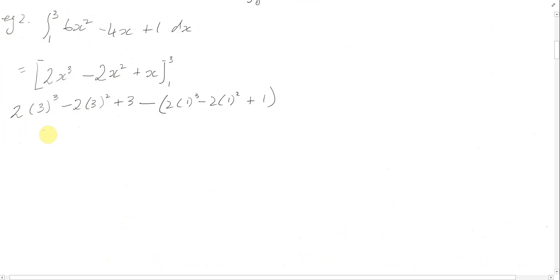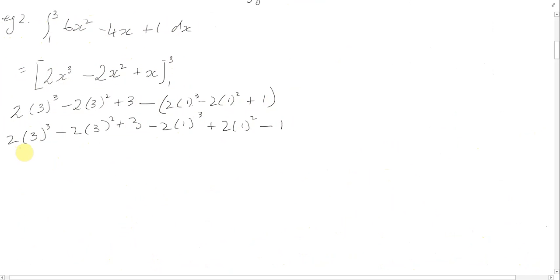Okay, so now what I'm going to do first is get rid of these big brackets so that I never stuff up my negative thing. I'm going to keep everything else the same. 2(3 cubed) minus 2(3 squared) plus 3. Now this negative sign applies to all of the terms in there. So it's minus 2(1 cubed). Now a minus and a minus gives a plus 2(1 squared), and a minus and plus gives a minus 1.